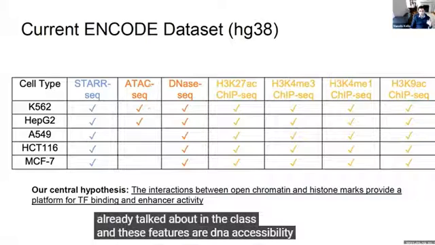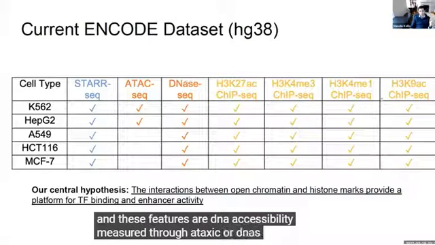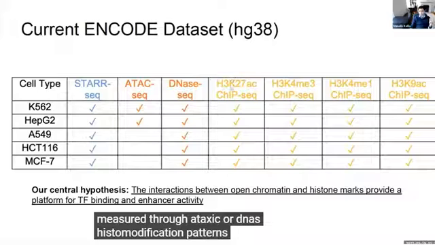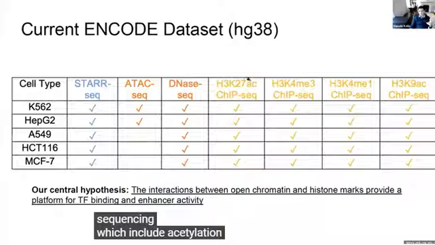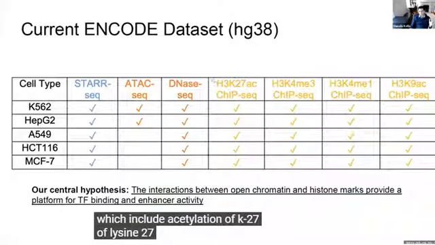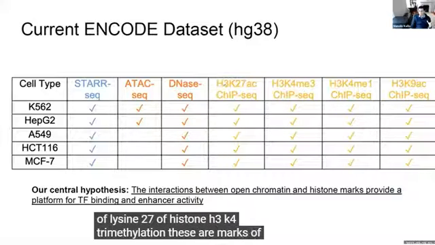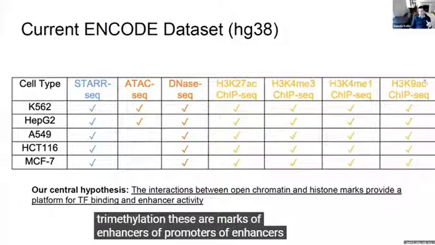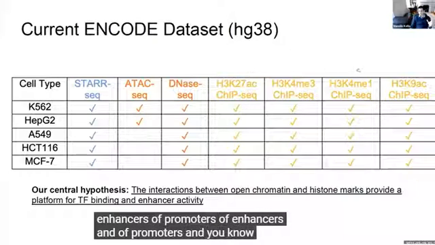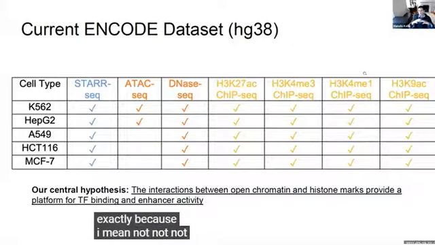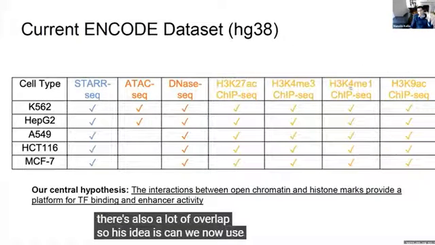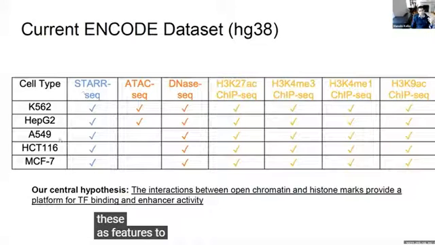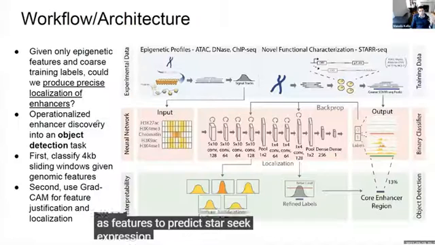And these features are DNA accessibility, measured through ATAC-seq or DNase-seq, and histone modification patterns using chromatin immunoprecipitation with sequencing, which include acetylation of lysine 27 of histone 3, and K4 trimethylation. These are marks of enhancers and of promoters, and not exactly, because not exclusively, as there's also a lot of overlap. So his idea is, can we now use all of these as features to predict STARR-seq expression?